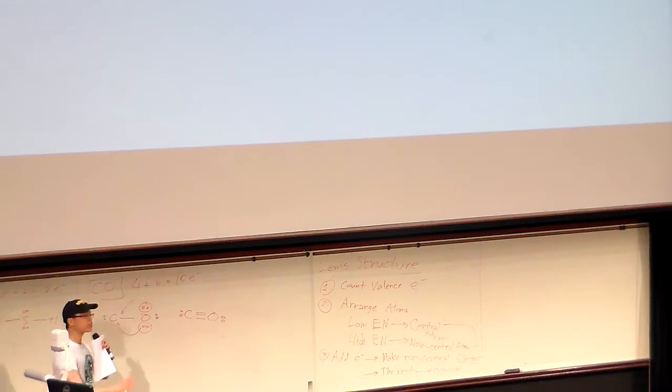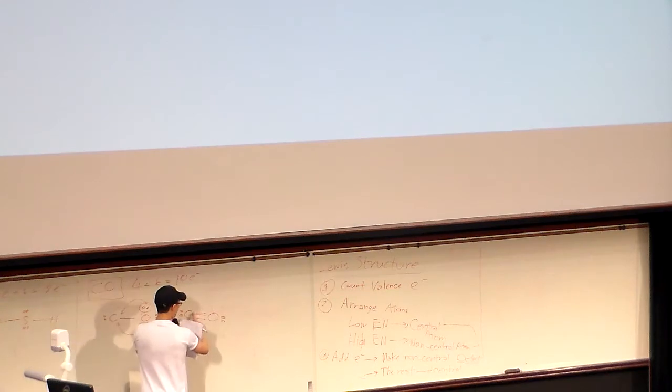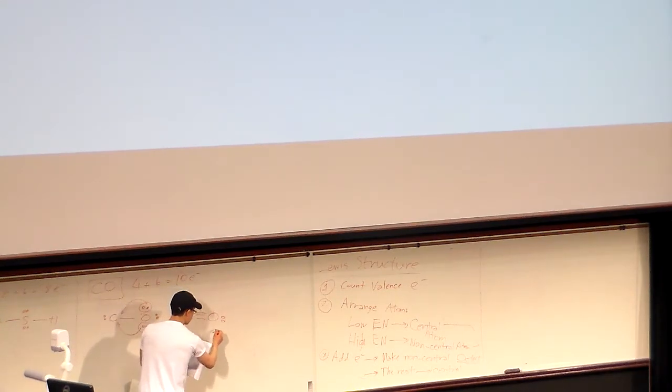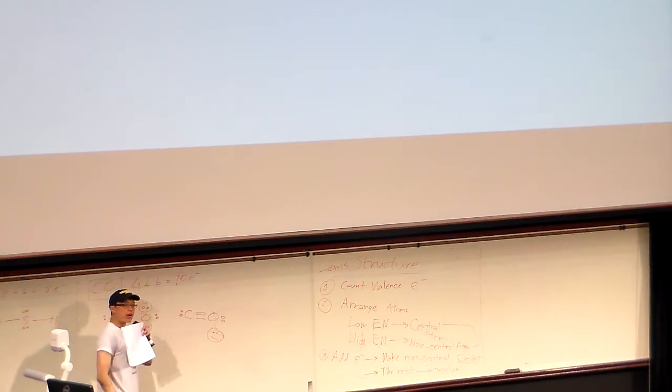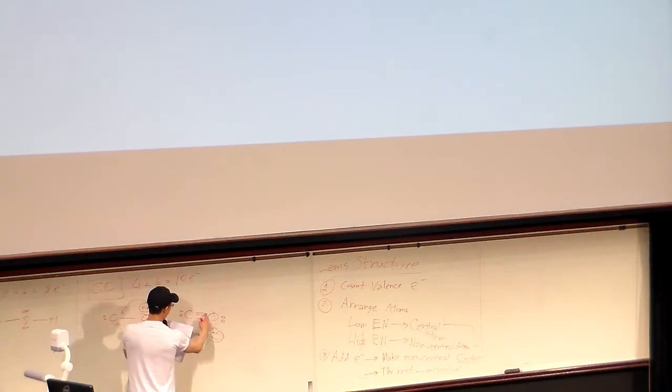Alright, let's take a look if everything is octet, everything is stable. Oxygen: 1, 2, 3, 4, 5, 6, 7, 8. Absolutely octet. What about carbon? 1, 2, 3, 4, 5, 6, 7, 8. Octet. Happy.